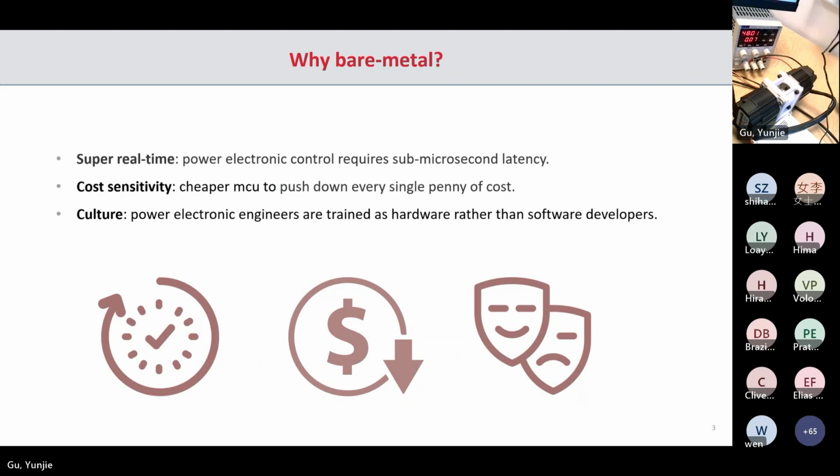And the third reason is actually culture. Most power engineers are trained as hardware developers, so they are not so used to the patterns or the paradigms of software development. And these are the 3 reasons why bare metal is the mainstream solution for the power electronic industry.